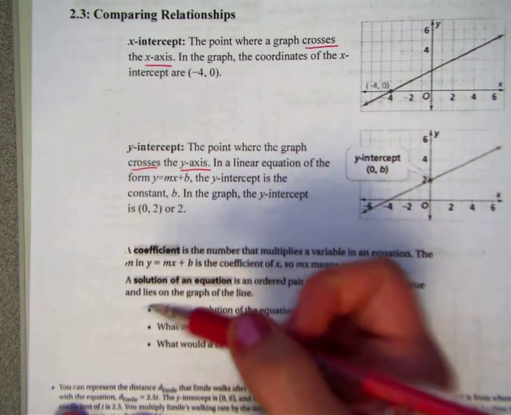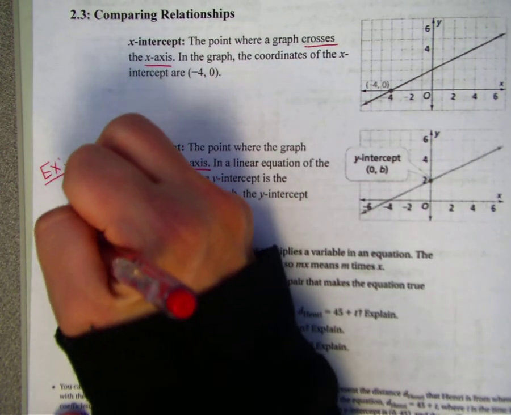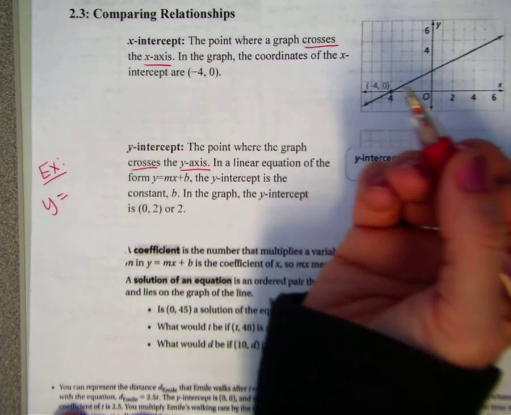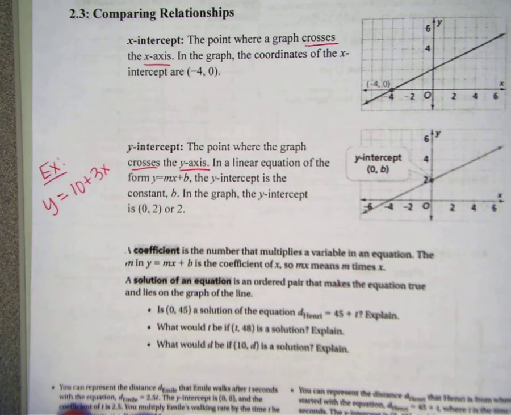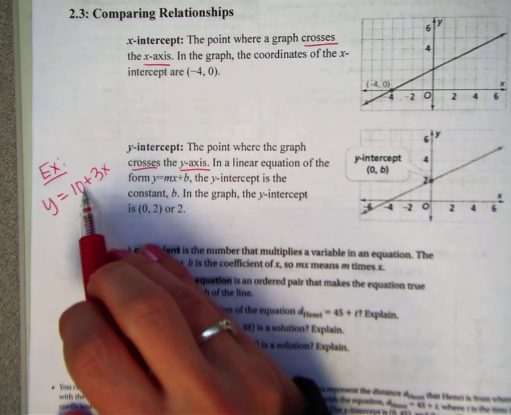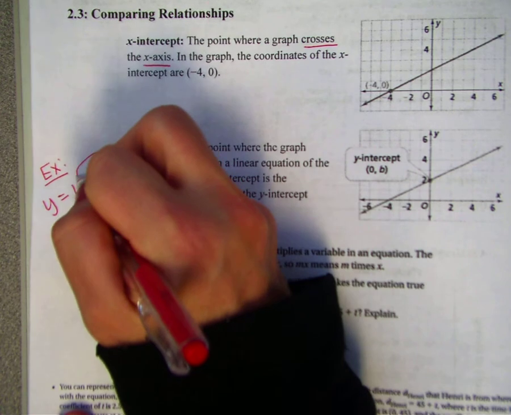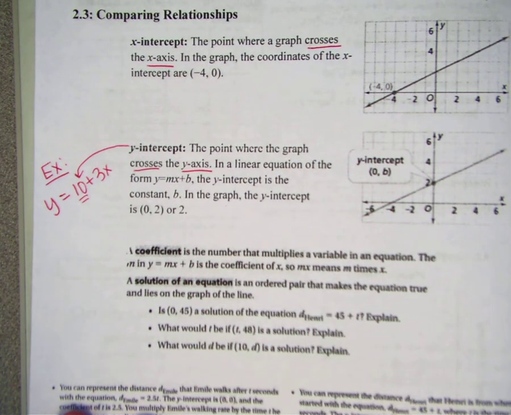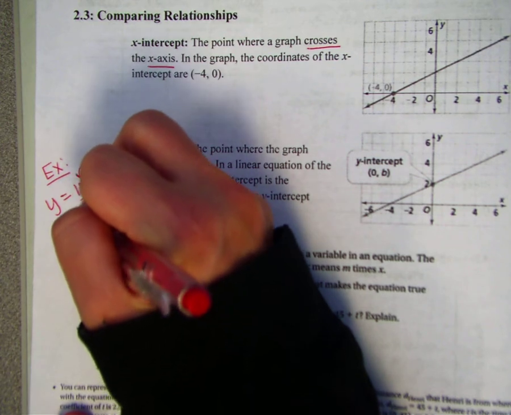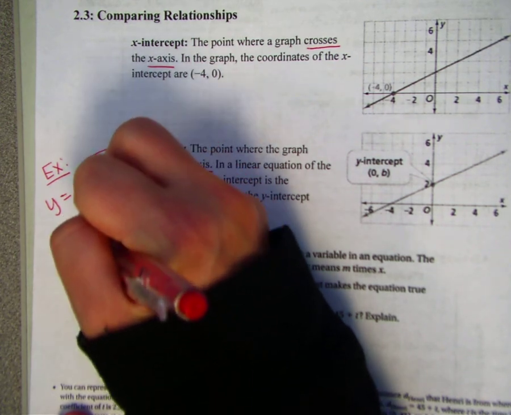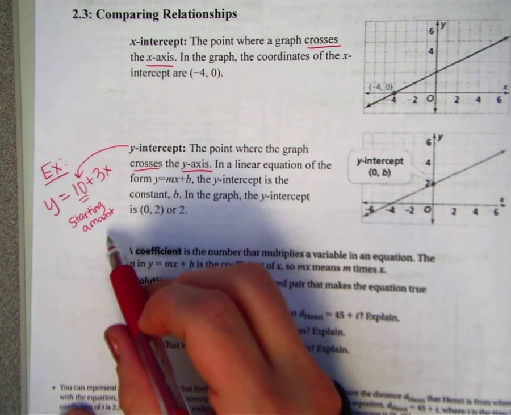So when you have an example of an equation like this, say we had the equation y equals 10 plus 3x. The y-intercept is always going to be this number that doesn't have the x with it. This right here will always be my y-intercept. Okay, and sometimes we reference that number as our starting amount. So y-intercept is some sort of starting amount.